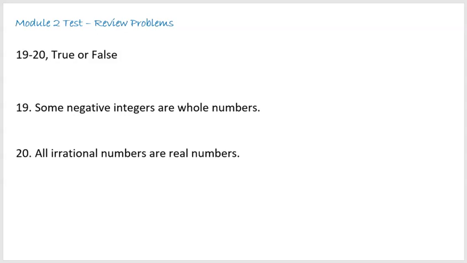So it says some negative integers are whole numbers. So let's get a negative integer. For example, -2 is a negative integer. Is that a whole number? No, it's not, right? Remember, whole numbers are 0, 1, 2, 3, 4, 5, 6. It turns out there is no negative integer that's a whole number.